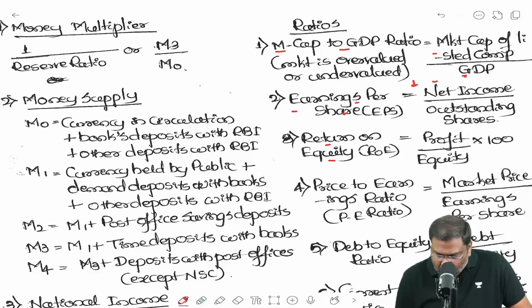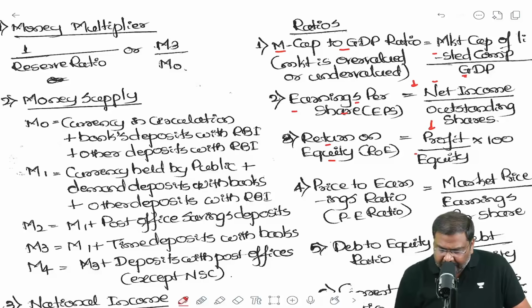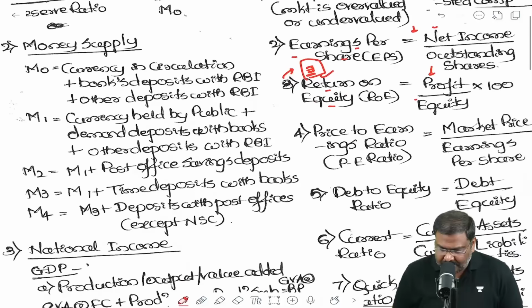Then there is return on equity, ROE. The profit, profit after tax here, divided by equity. But what is the meaning of the return on equity? The return on equity basically represents how much is the profit generated for every 1 rupee invested by the shareholders. That is the return on equity.